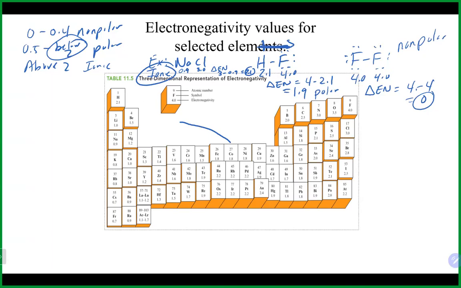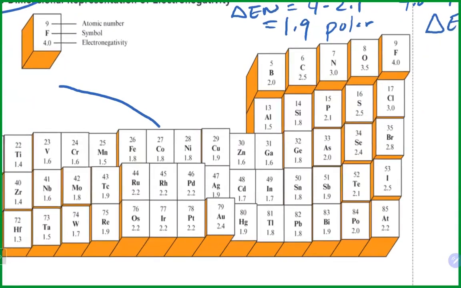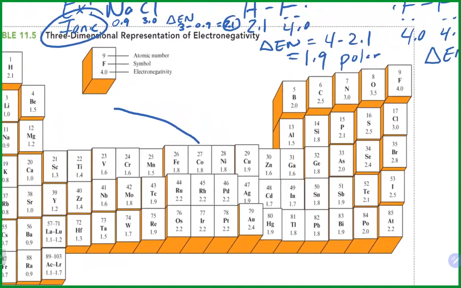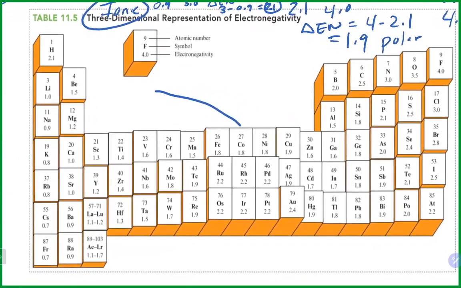Question on how to use that there. So why don't you try some here? Why don't we do the bond between, say, carbon and oxygen, the bond between sulfur and oxygen, the bond between carbon and hydrogen, the bond between potassium and chlorine, and the bond between carbon and sulfur. All right, so use the values here, calculate the change in electronegativity, and decide, is this an ionic, polar, or nonpolar bond?